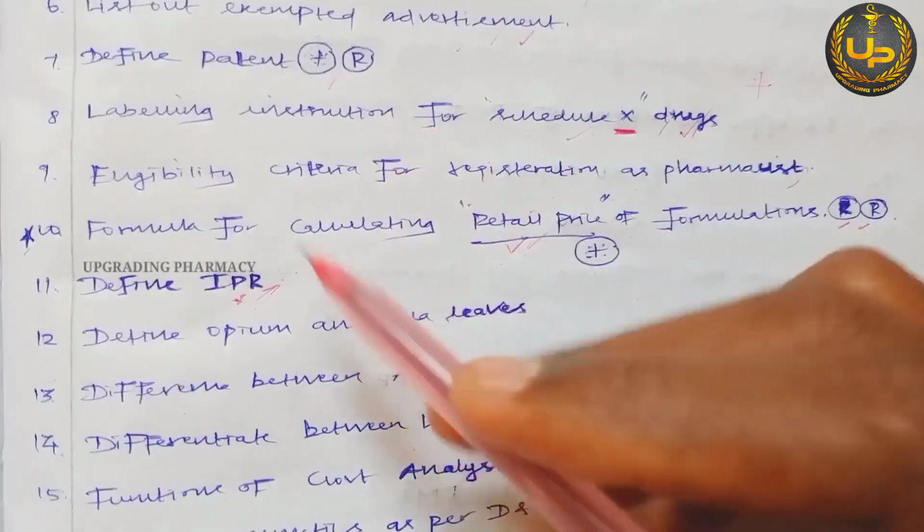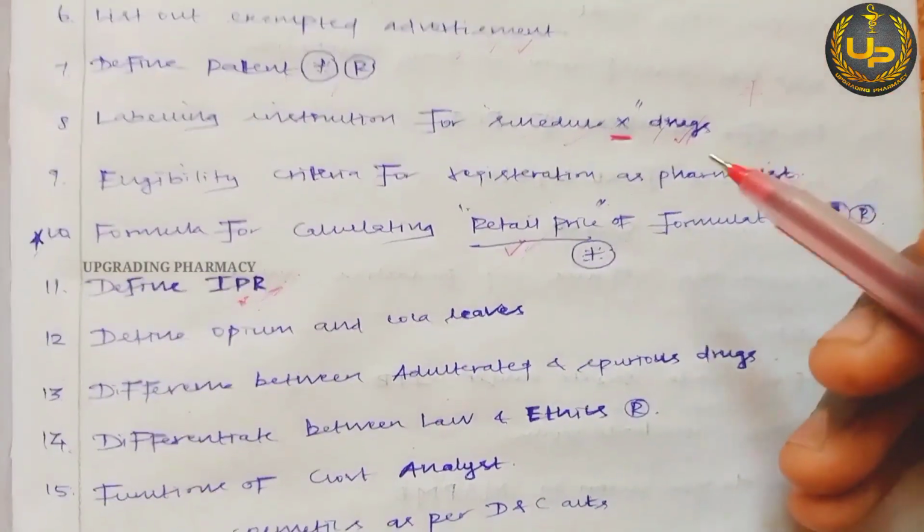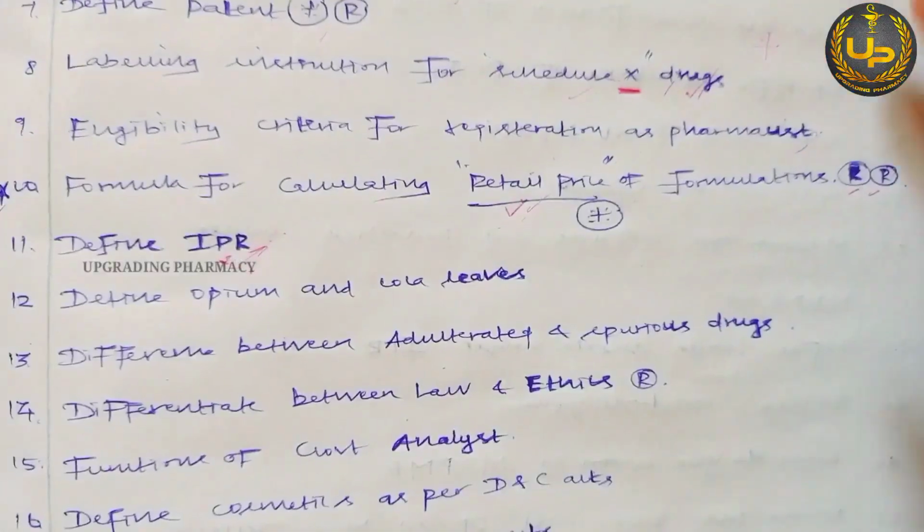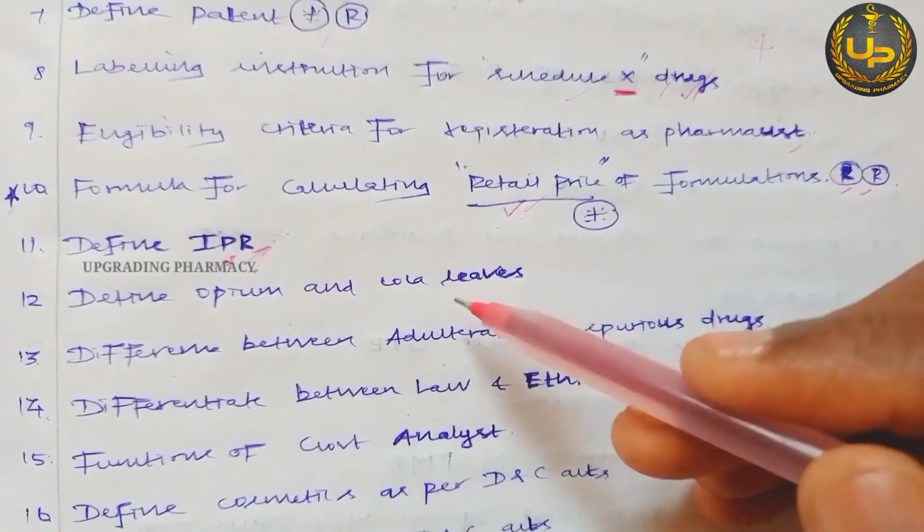So these are some classes that come under the act, that is intellectual property rights. So define IPR, that is the next question. 12th question, define opium and coca leaves.